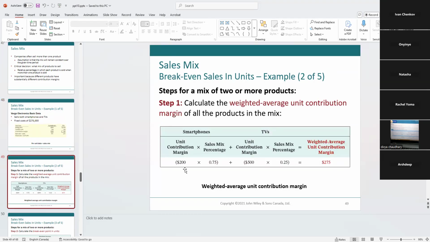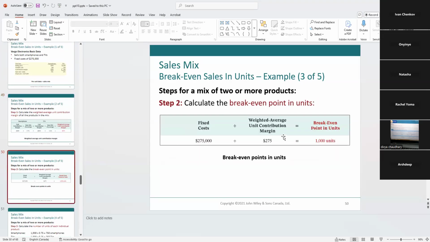So what are we going to do? Contribution margin for the smartphones times the percentage of sales, plus contribution margin of the TV times the percentage of sales. It's going to give me the number, and that will be my weighted average contribution margin. This is the number I'm going to use to calculate how many units I need to produce, or to sell, in order to get the break-even.